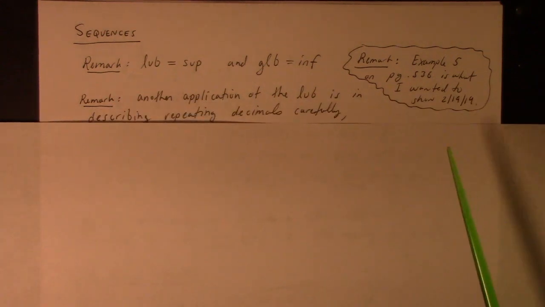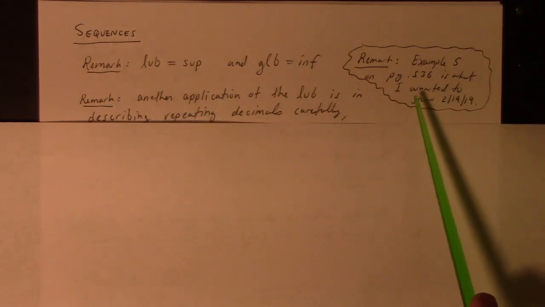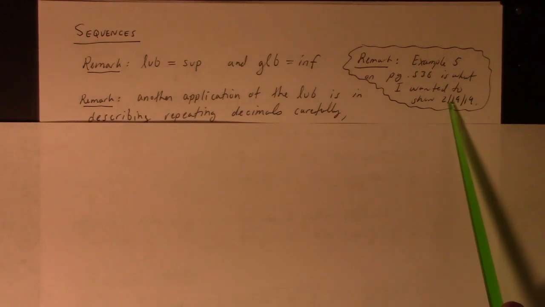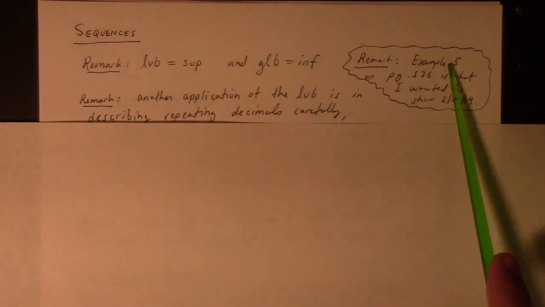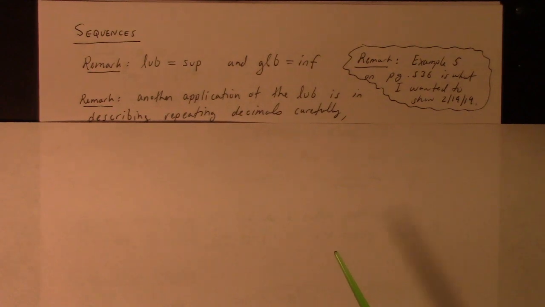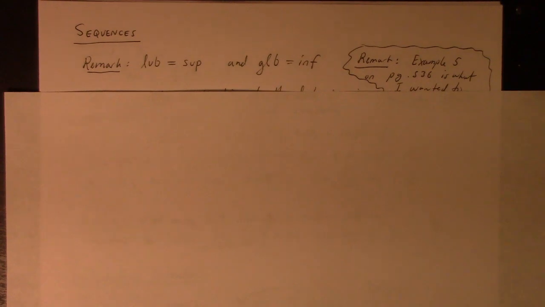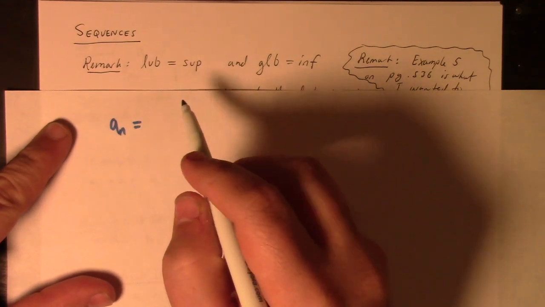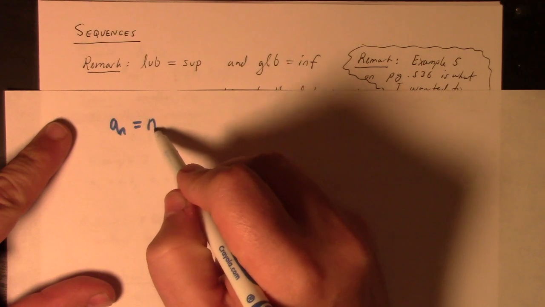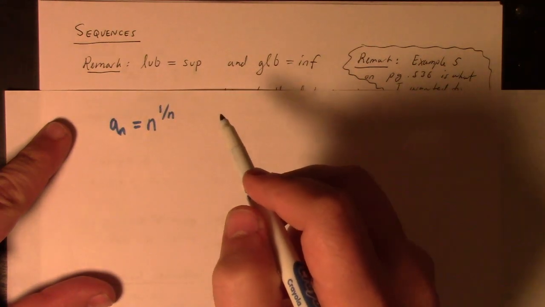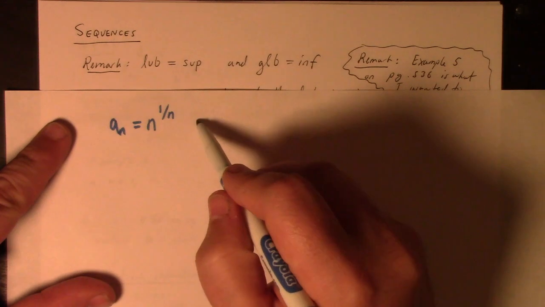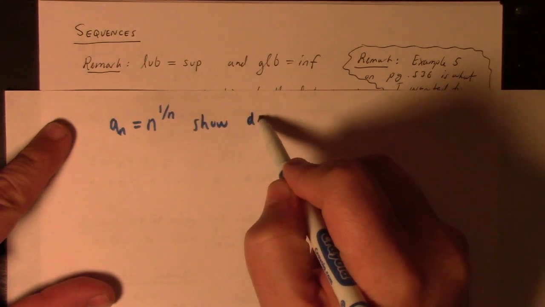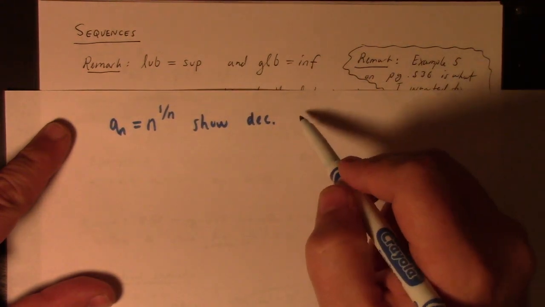Should also mention that example 5 on page 536 is more or less what I wanted to do yesterday. So that's a nice example. That one actually has a differentiation that works out not too bad. Here, I'll take a second to do it. a_n equals n to the 1 over n, and you're supposed to show it decreases for n greater than or equal to 3.